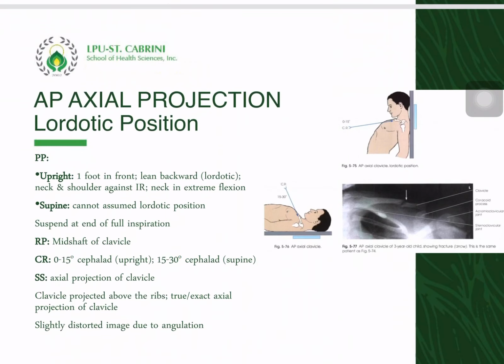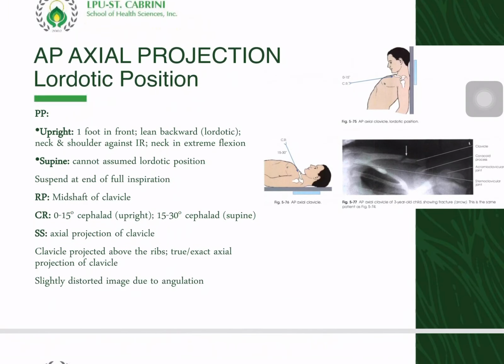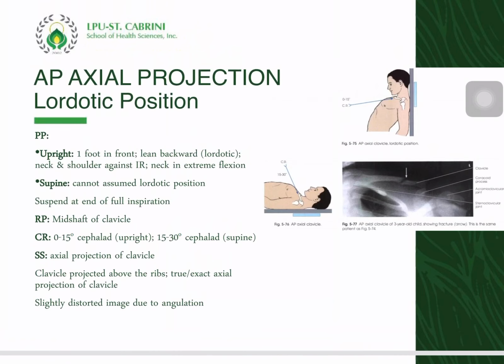Next is the AP axial projection of the clavicle in lordotic position. So here the patient is in upright position with one foot in front and leaning backward until the neck and shoulder touch the image receptor.